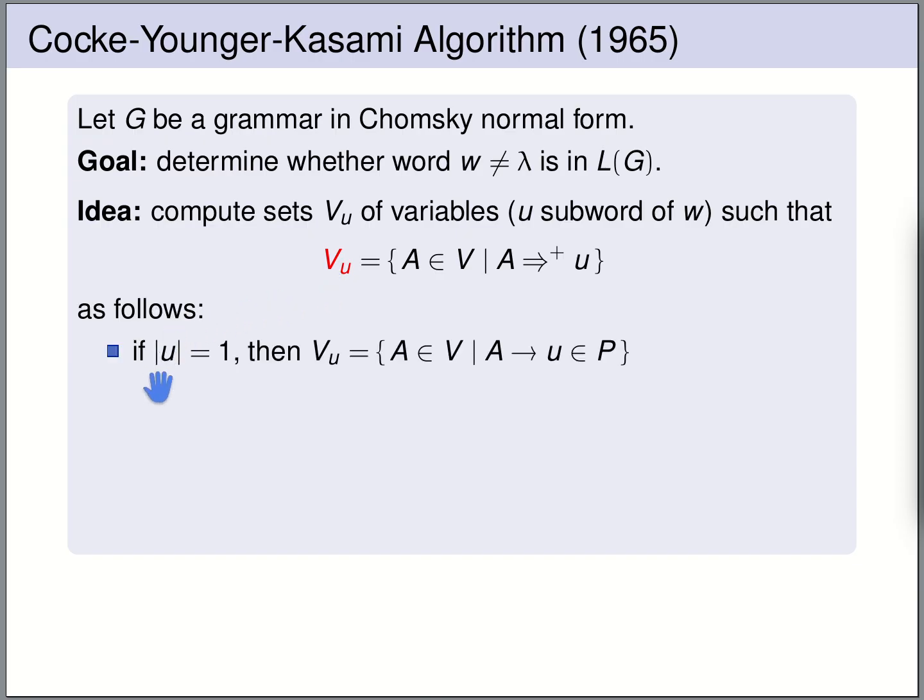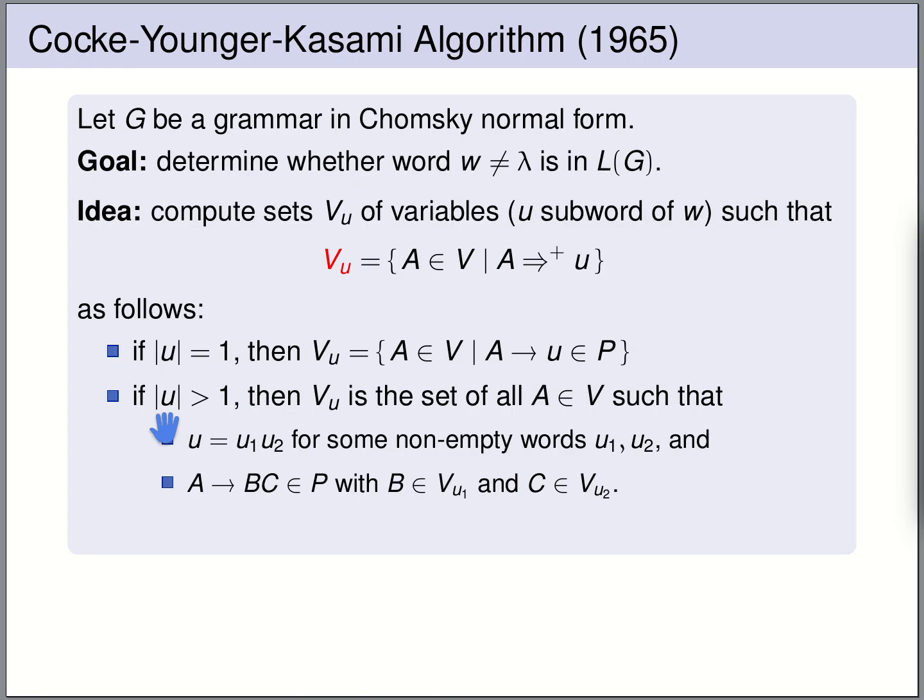So we start with words U that have length 1. If the word U has length 1, it's a single terminal letter. Then the set V_U consists of all variables A for which there exists a production rule A rewrites to U. So we look at all production rules that have as right-hand side the single letter U, and we collect all the left-hand sides. This gives us the set V_U.